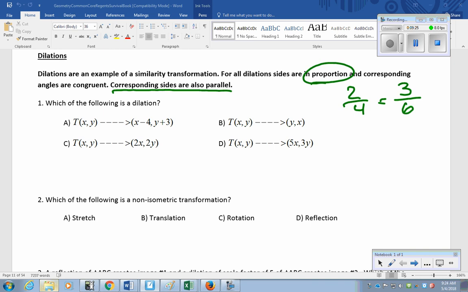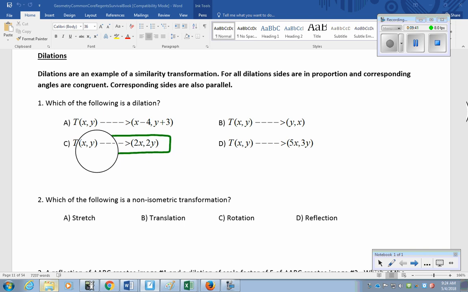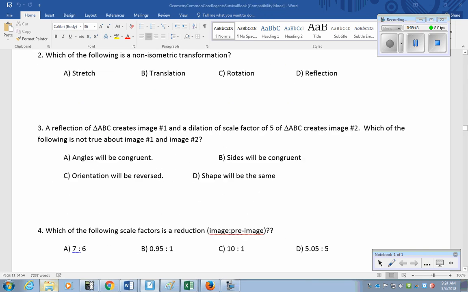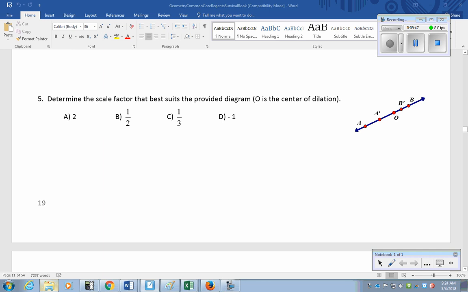And when we talk about dilations, the biggest thing is that they're being multiplied to get new answers. So you're multiplying each of the x and y values. Okay, and dilations are also non-isometric because you change the size of the figure. So let's look at one other dilation question together. So we're going to look at 5.